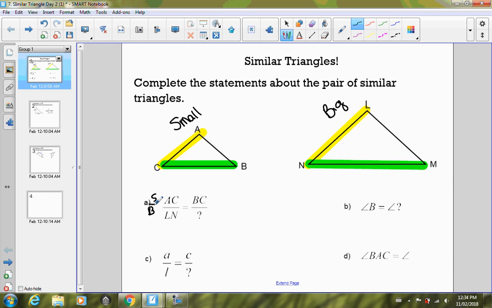go on top. So A to C and L and N, those are both yellow. I have B to C is green. Well, what side corresponds to that green side on the big triangle? Well, I look here, I color-coded this. It would be N and M.